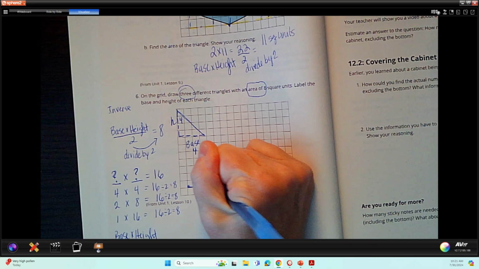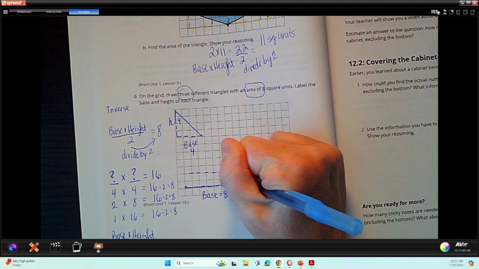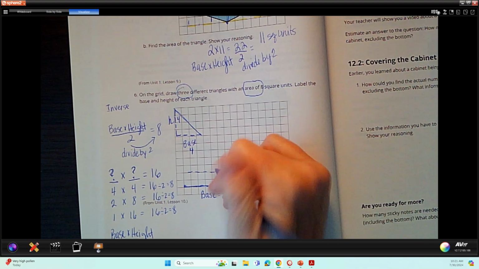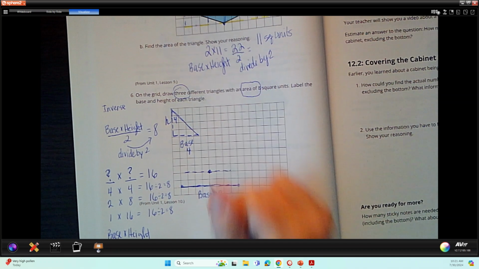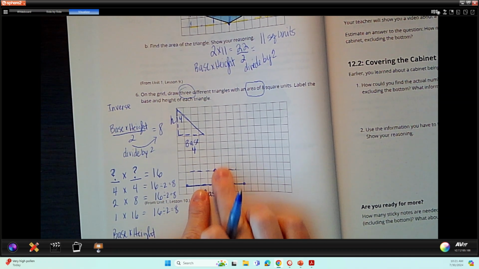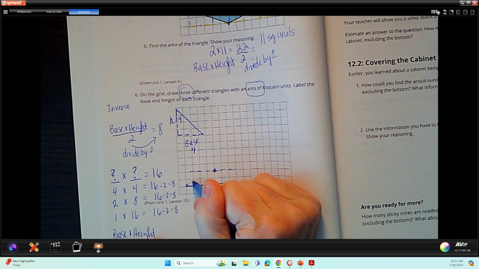I can put the point here. I can put the point here. I can put the point here in the middle. Okay, let's put it right in the middle. I'm going to put the point right here in the middle of 8. So 4 over and 4 over. Now I can just connect the dots.